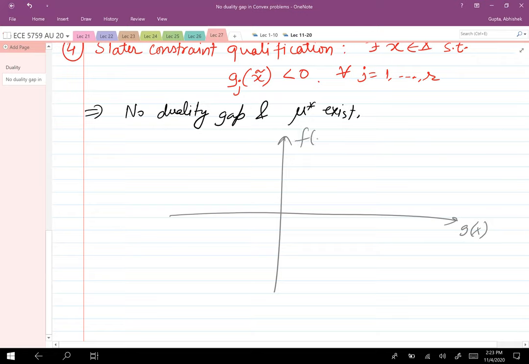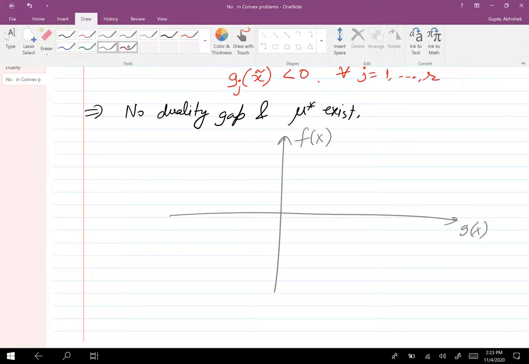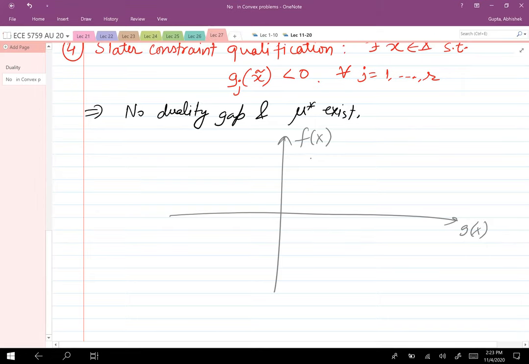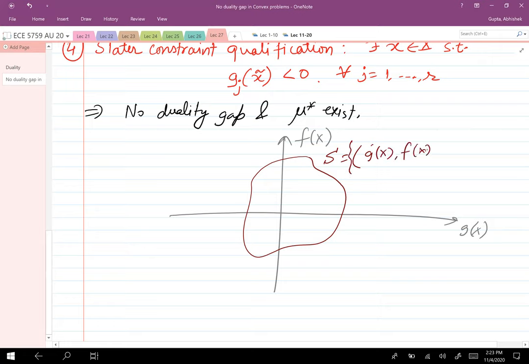This is my g(x), this is my f(x), and I'm going to define my set capital S, which is equal to (g(x), f(x)). And what the Slater constraint qualification says is that there is a point x tilde such that g(x tilde) is strictly less than zero.